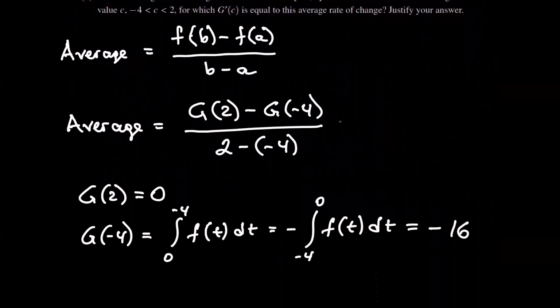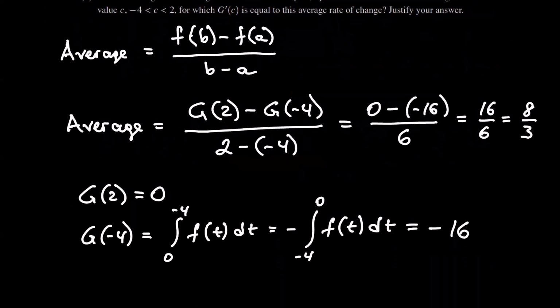Plugging it back into our expression gives us 0 minus negative 16 divided by 2 minus negative 4, which is 2 plus 4, 6. This is equal to 16 over 6, or 8 over 3. So the average rate of change is 8 over 3.